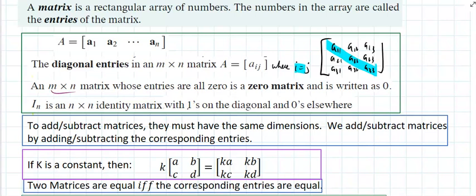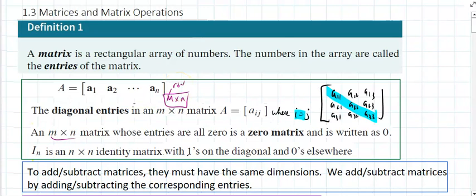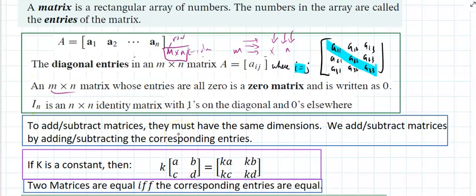Now, m by n is really the dimensions of a matrix. And that pretty much talks about rows first, columns after. So you always start this way. That's the first number. And then you start this way, and that's the second number. And you say that's a dimension of the matrix. An m by n matrix whose entries are all zeros is called the zero matrix. And we write it normally as just zero.